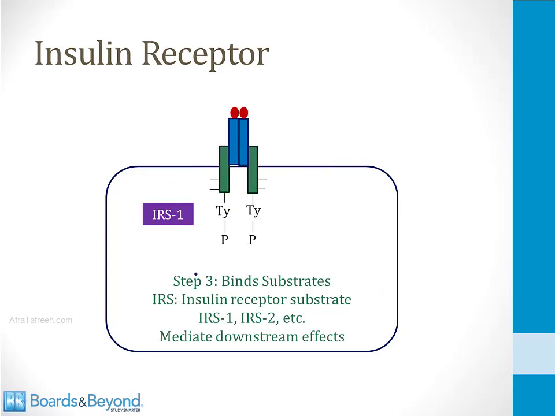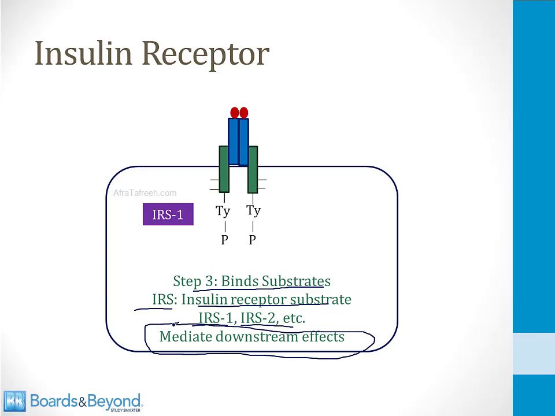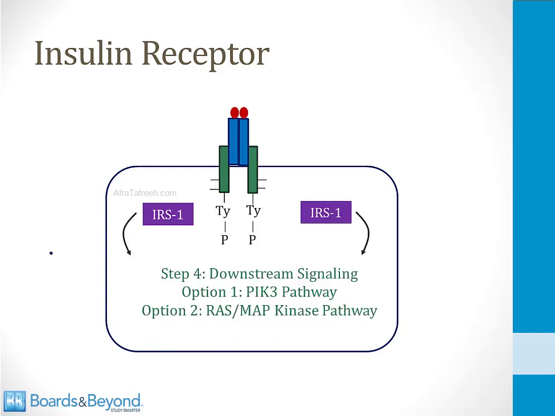Once tyrosine phosphorylation has occurred, the next step in activation of the receptor is for the receptor to bind substrates. There are a number of these substrates. They are called IRSs, or insulin receptor substrates. There is an IRS1 and an IRS2. And these will bind to the receptor after tyrosine phosphorylation has occurred, and these IRSs will mediate the downstream effects of the insulin hormone.